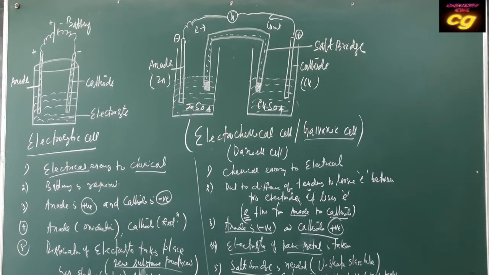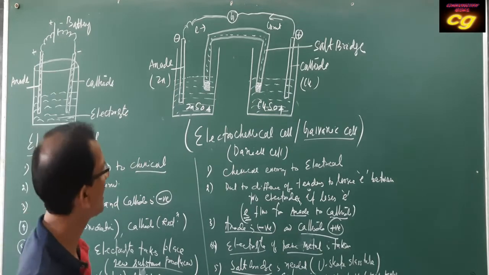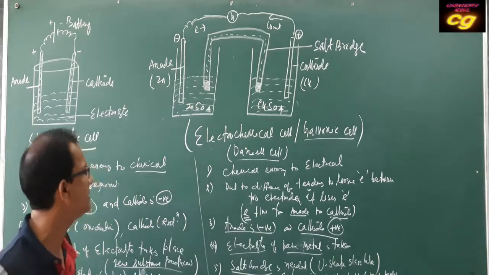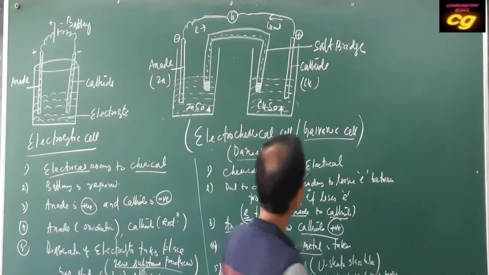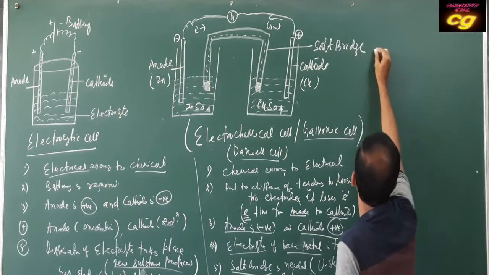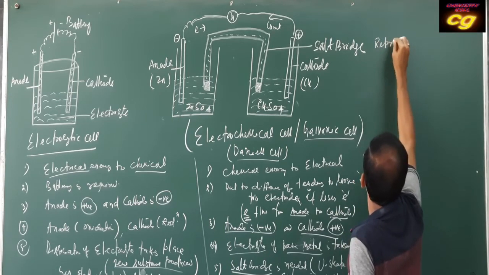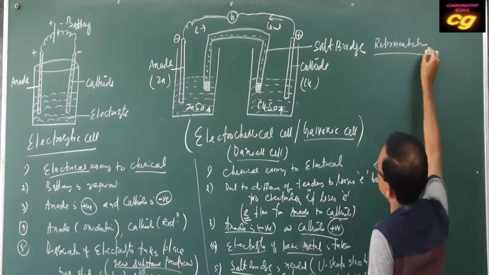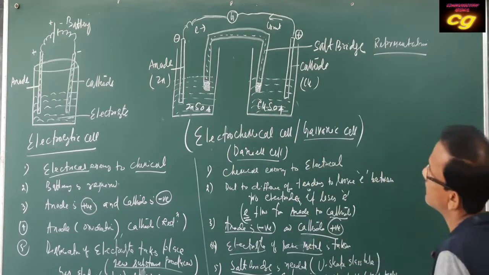Then what are the reactions? Generally, what type of reaction takes place in case of electrochemical cell? This is a particular example, the Daniel cell. It is a specific example of an electrochemical cell. The reaction is like this. First, representation. This is the graphical representation, but in notation it is represented like this.